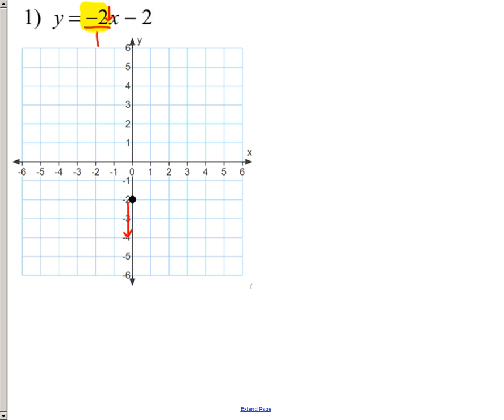Then we're going to take that front number in front of the x, and if it's not a fraction, make it into a fraction. And that top number, that -2, means we've got to go down 2 spots from that y-intercept. And then the bottom number, which in that case is a +1, means we'd go over 1 to the right, put the new dot there, draw the line, and you're done.